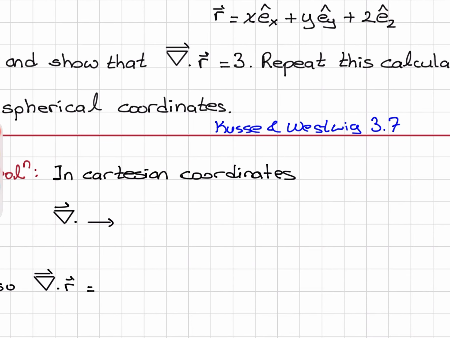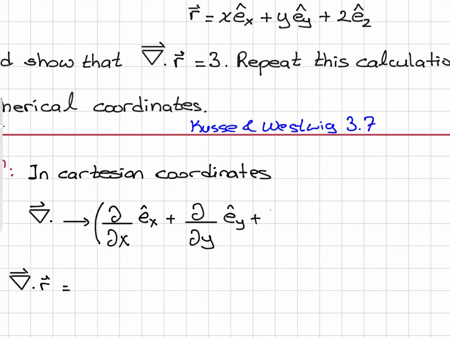So I have to remember how to write divergence in Cartesian coordinates. Divergence operator is the partial derivative with respect to x, e_x hat, plus partial derivative with respect to y, e_y hat, plus partial derivative with respect to z, e_z hat.